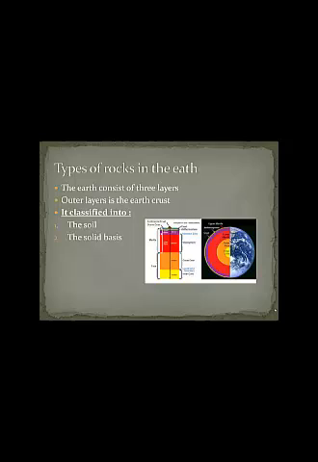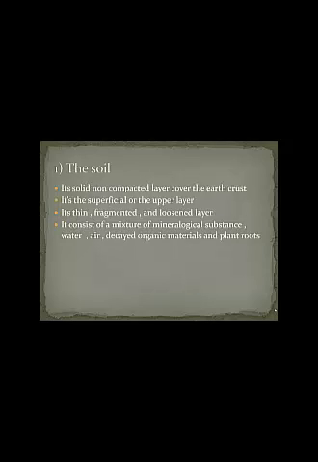Firstly, there are types of the rocks and the Earth. As we said in the previous lessons, Earth consists of 3 layers. The first outer layer is the Earth crust. The Earth crust layer is classified into 2 types, the soil and the solid bases. Firstly, the soil.